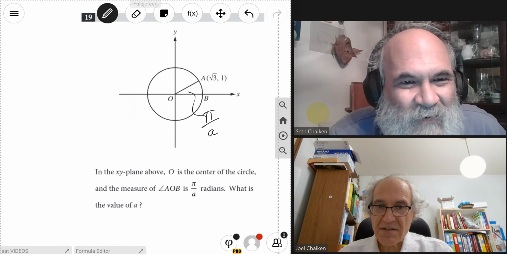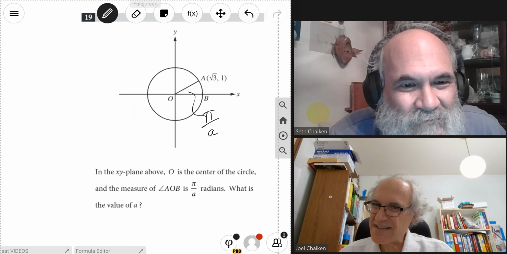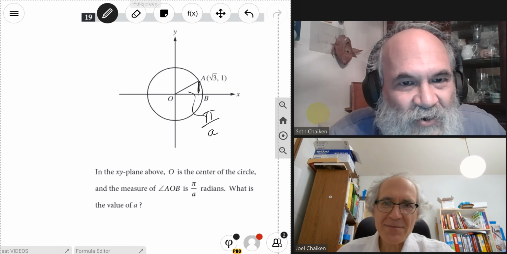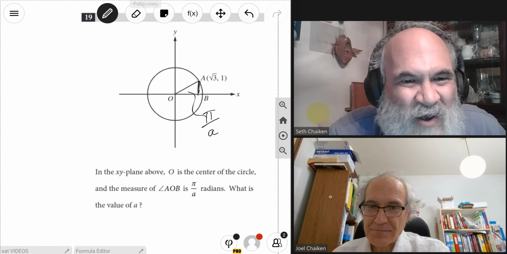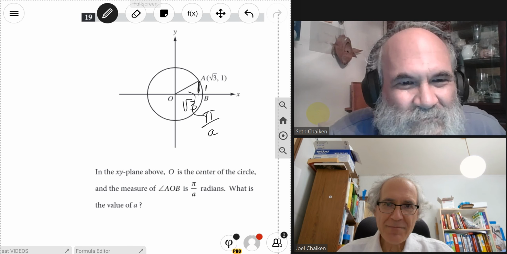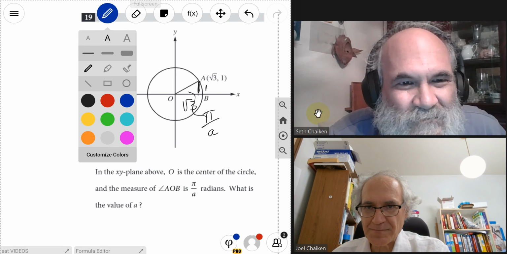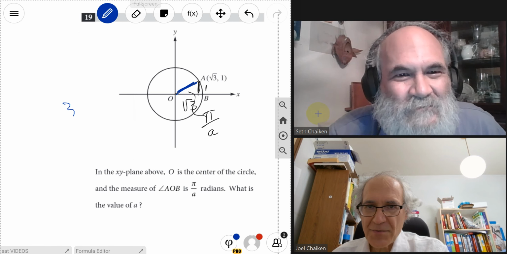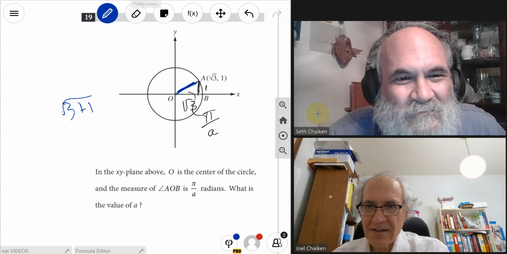So this is not a unit circle, right? Because a unit circle means that the radius is 1. Wait, how do you know the radius? This is radical 3. This is 1. So that means that this thing is the radius. So for the radius, you use the Pythagorean theorem, and you get 3 plus 1. The square root of that is 2. So it is not a unit circle.